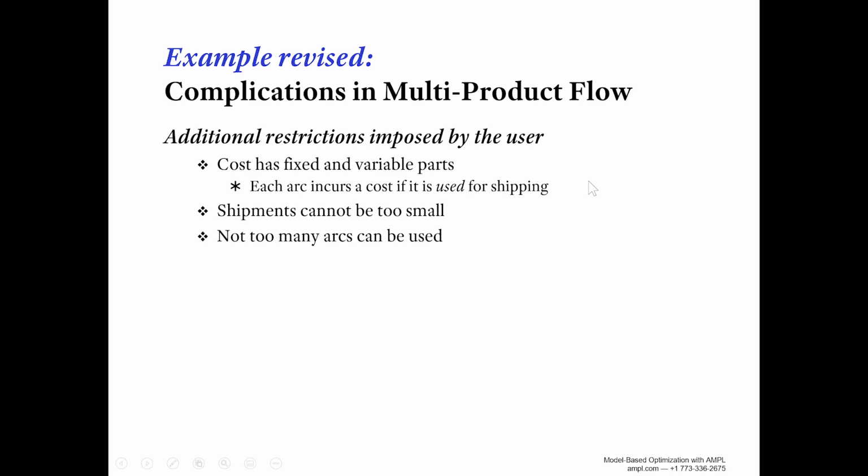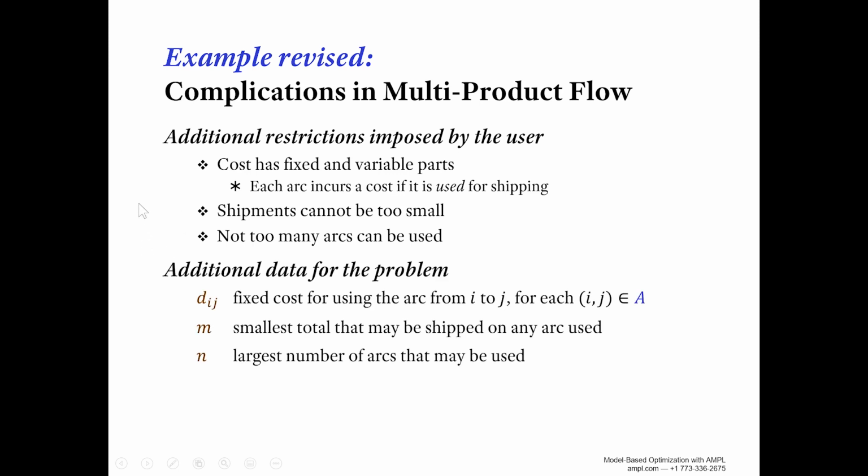Costs can have fixed and variable parts. So an arc can incur a fixed cost if it's used, plus a variable cost per unit shipped. There can be minimum amounts on the amount shipped on any arc, so either you ship nothing or you ship at least a truckload or something like that. And there can be limits on how many arcs are used, so you don't really want your shipments to be too complicated. You want to keep your actual solution simple.